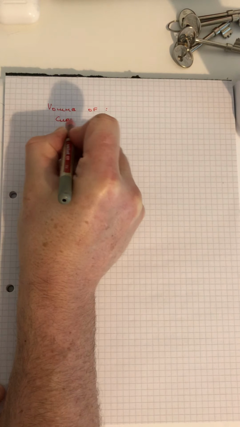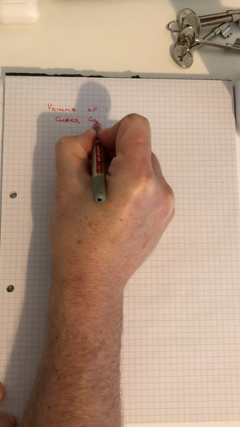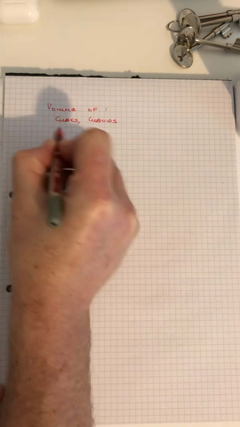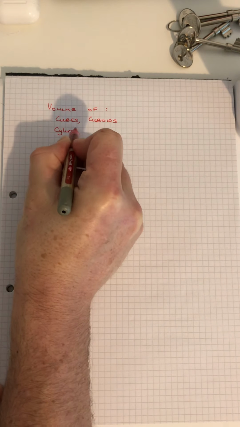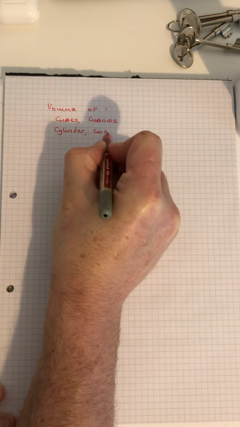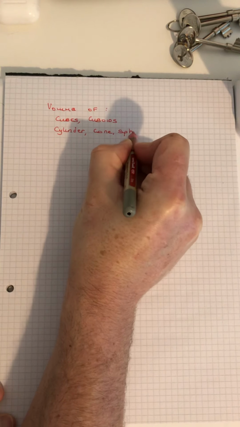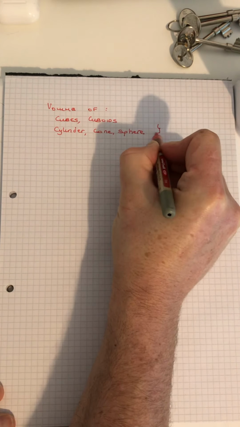cubes, cuboids, and then moving on to cylinder, cone, and sphere. So the difference with these shapes is they are 3D. Okay, so that was what I was hoping to do there for you.